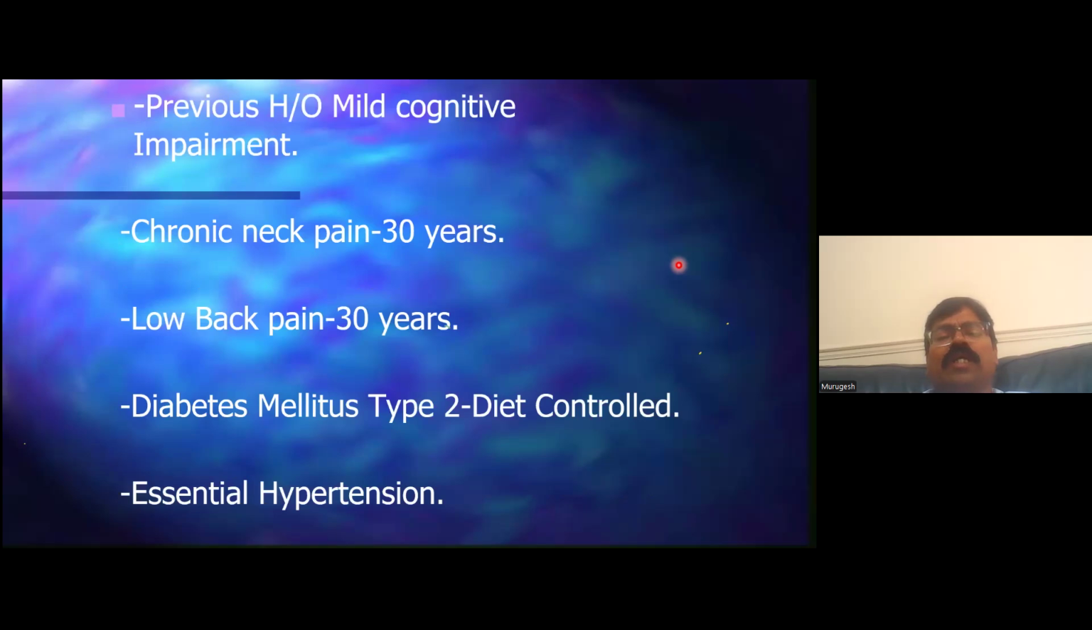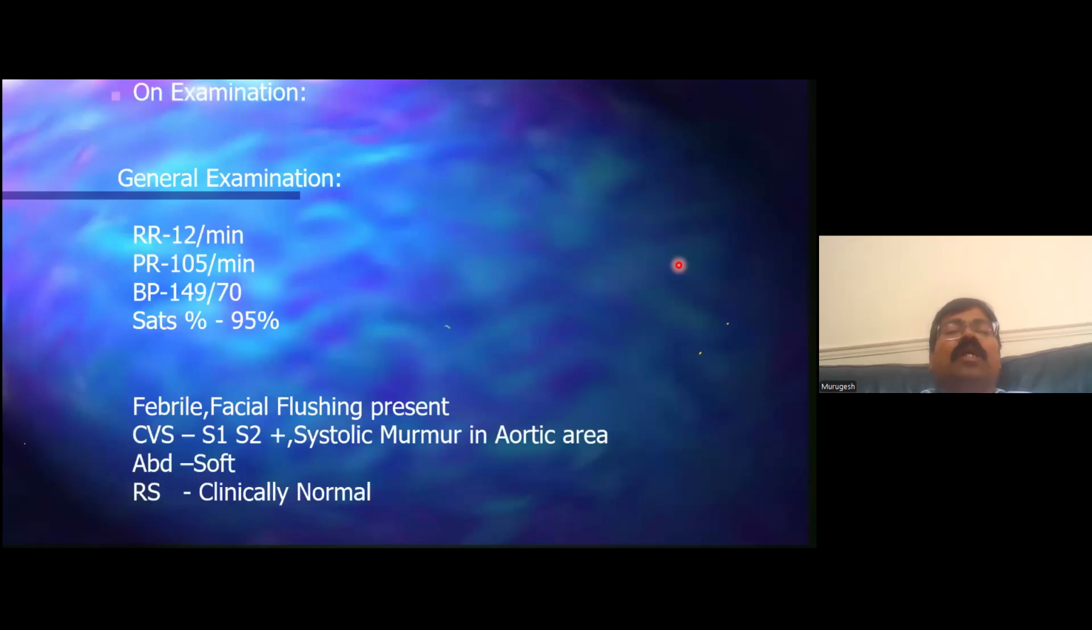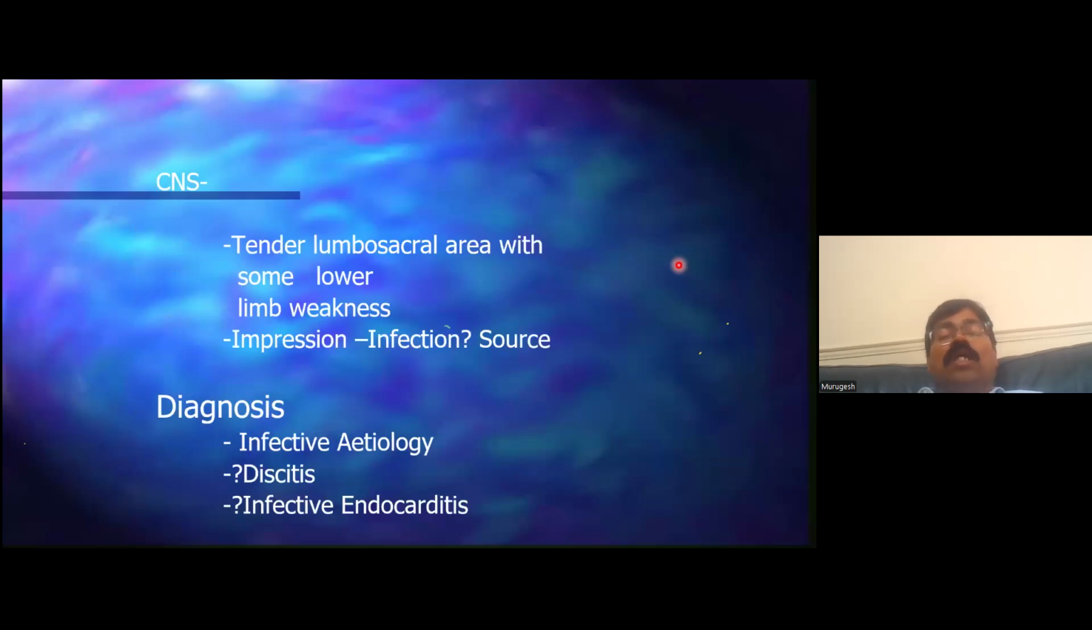She is type 2 diabetic, diet controlled, and has essential hypertension. On general examination, respiratory rate is normal, pulse rate increased, blood pressure is 149/70, oxygen saturation is 95%. She is febrile, had facial flushing. CVS, she has a systolic murmur in the aortic area, abdomen soft, RS clinically normal. Central nervous system, there is lumbosacral area tenderness. They suspected some kind of infective etiology, queried discitis or endocarditis based on her presentation.